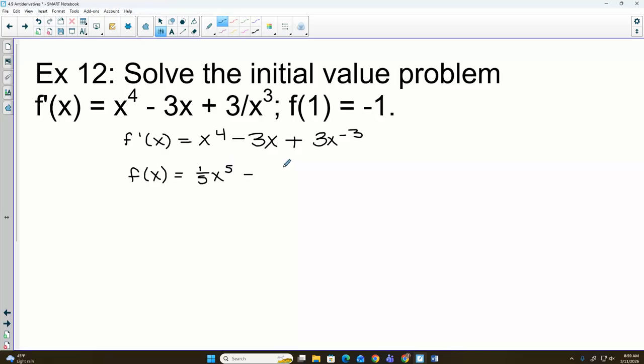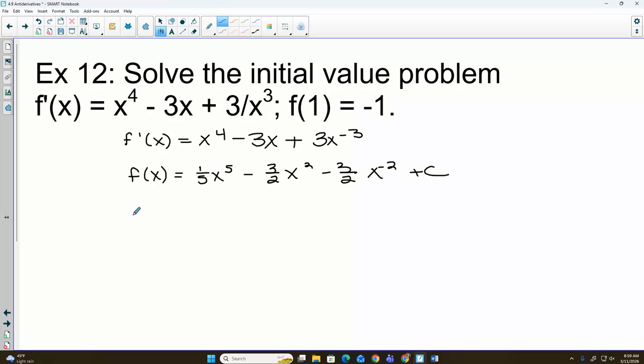Minus antiderivative of 3x would be 3 halves x squared. Okay, here, if you add 1 to the exponent, you get x to the negative 2. So we need a negative 1/2 in front, times my 3 would give me a negative 3 halves, plus c.